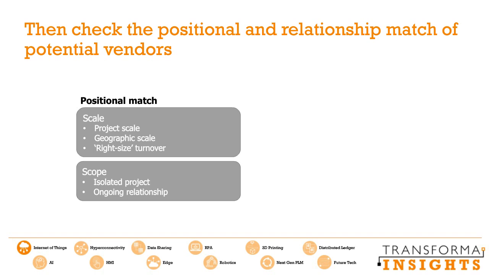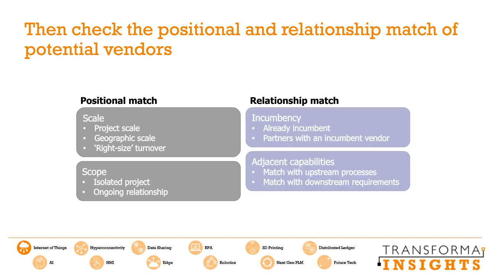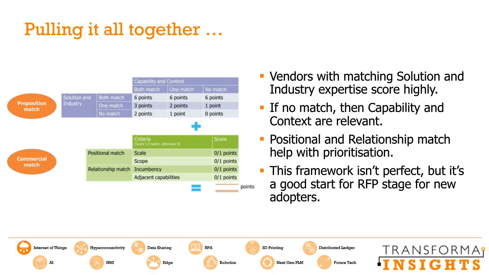And next, you need to consider the relationship match. So consider providers that are already incumbent, because you know how to work with them and they know you, or who are partners with incumbent vendors, and also adjacent capabilities. So vendors that have capabilities in upstream processes or can have a match with downstream requirements. And this is essentially about the fit between a vendor and an end user. And then you pull all that together.